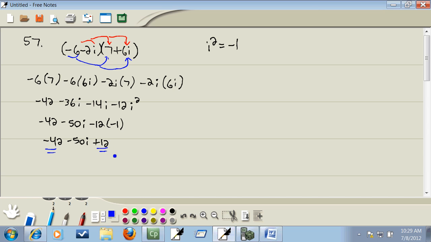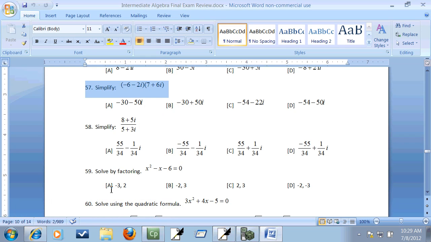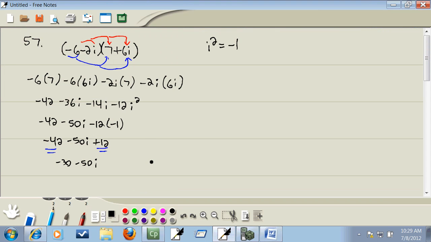Now I can combine together negative 42 plus 12. Gives us negative 30 minus 50i. Negative 30 minus 50i. Looks like A is our answer.